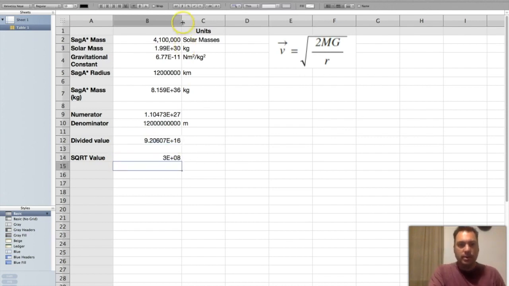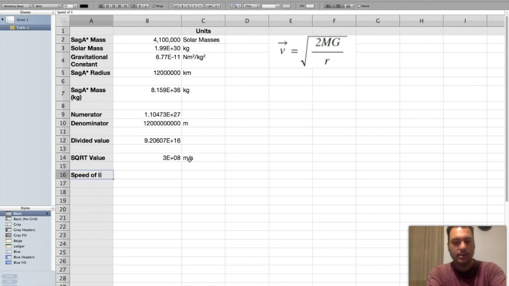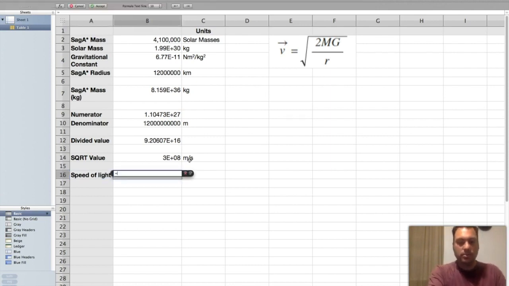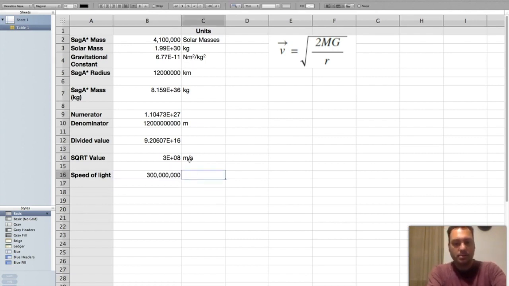And check this out. We get 3 times 10 to the 8th. This is in meters per second. Just take my word for it right now. That is a really interesting number. 3 times 10 to the 8th meters per second. Why? Because it turns out that the speed of light is also 3 times 10 to the 8th meters per second. These numbers are actually the same number.